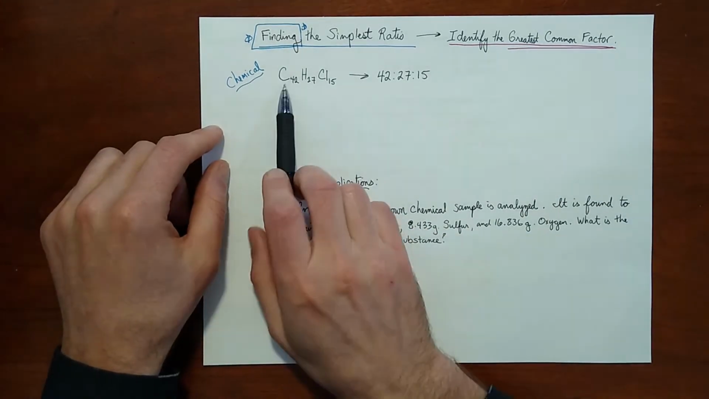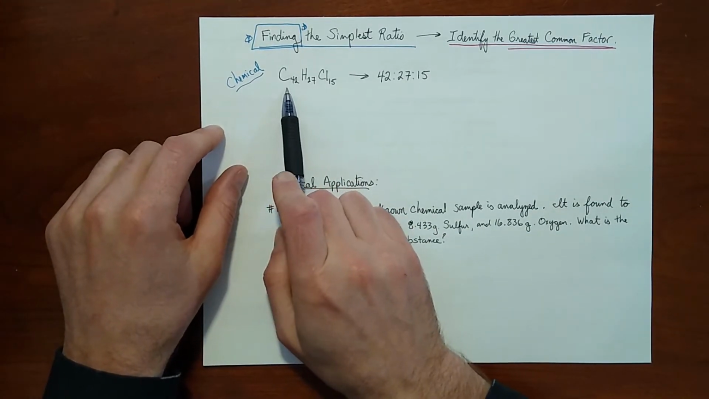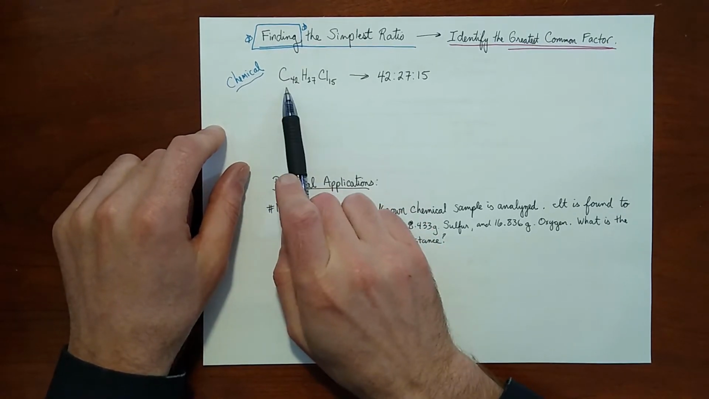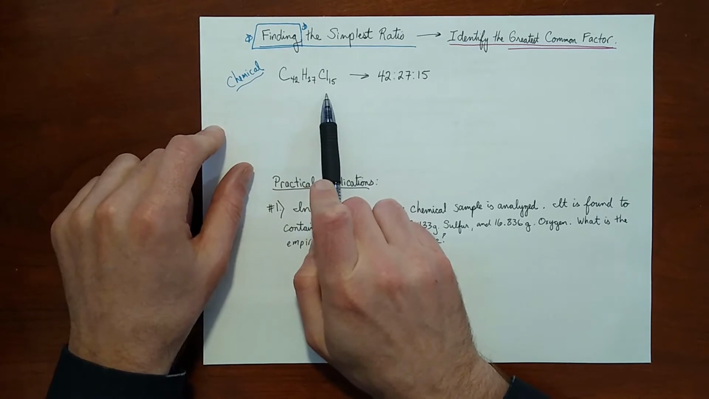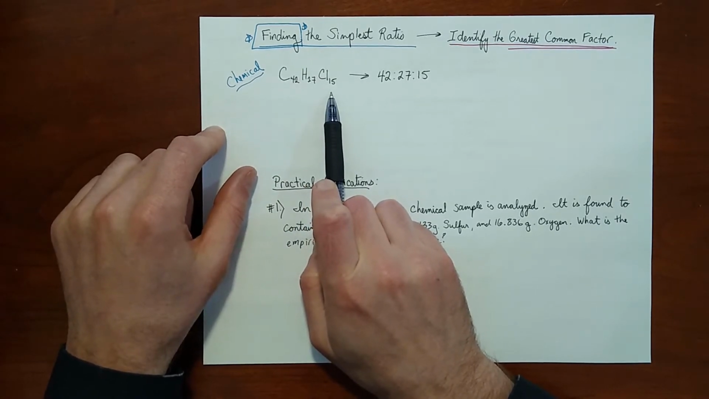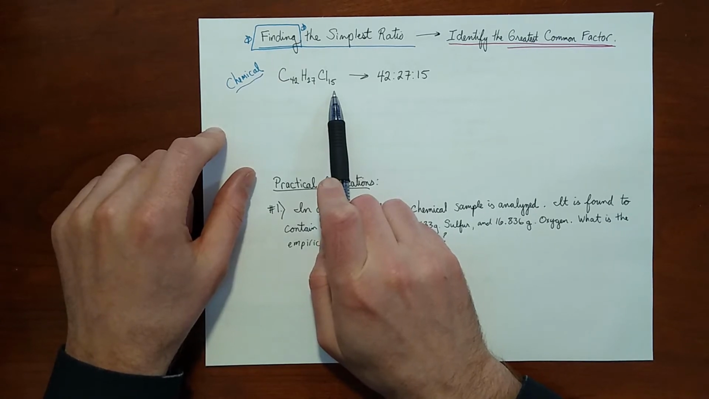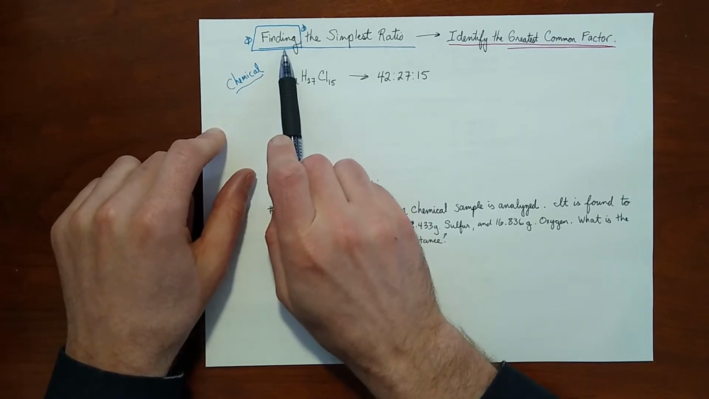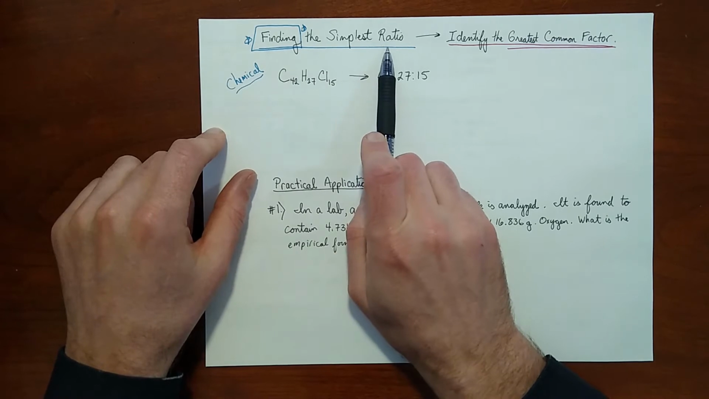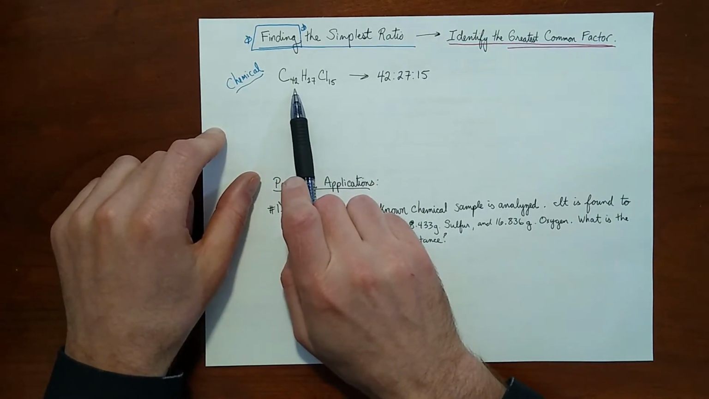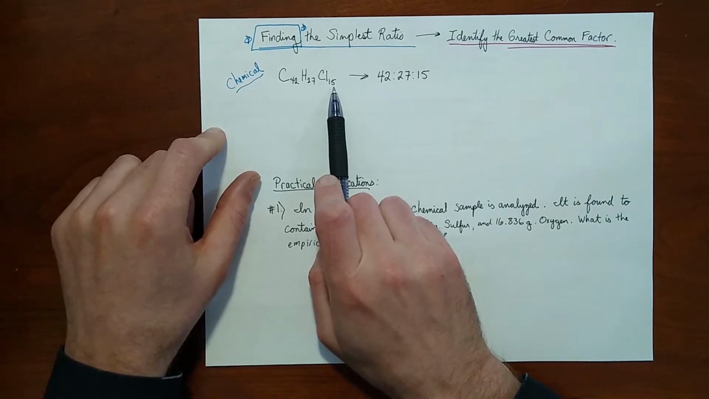So let's say, for example, you're given a chemical formula for something, so you already know the existing chemical formula for the substance, and someone, or the textbook, asks you to find the empirical formula. All you're really doing in that case is finding the simplest ratio. Okay, the simplest whole number ratio between the numbers of elements in the compound.